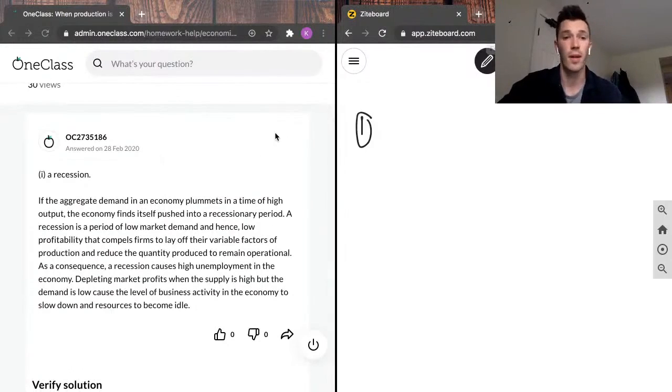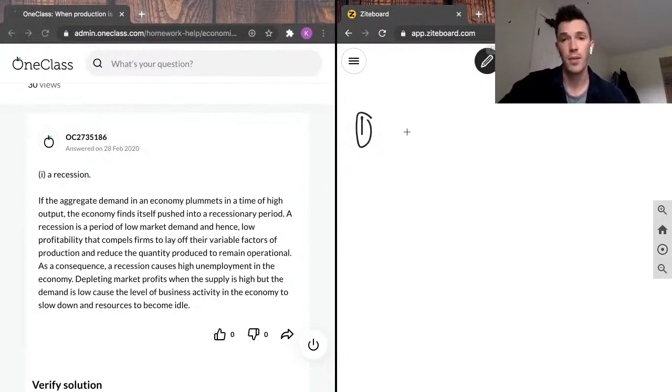What our junior tutor has written is that if the aggregate demand in an economy plummets in a time of high output, the economy finds itself pushed into a recessionary period. A recession is a period of low market demand and hence low profitability that compels firms to lay off the variable factors of production and reduce the quantity produced to remain operational. As a consequence, a recession causes high unemployment in the economy. Depleting market profits when the supply is high but the demand is low cause the level of business activity in the economy to slow down and resources to become idle. I think that's a really great explanation and really covers what we're talking about.